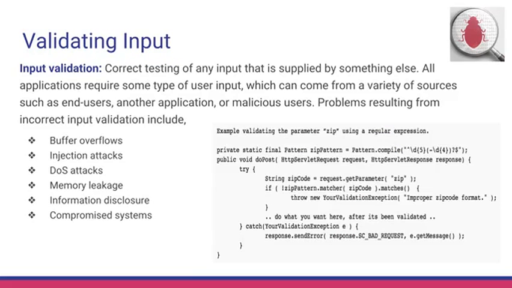All software or programs require input, any kind of input, and it might be from the user, from another application, or from a malicious user. As a result, input validation is very important. Input validation refers to the correct testing of any input that is supplied by something else. Problems resulting from incorrect input validation include buffer overflows, injection attacks, denial of service attacks, memory leakage, information disclosure, and compromised systems.